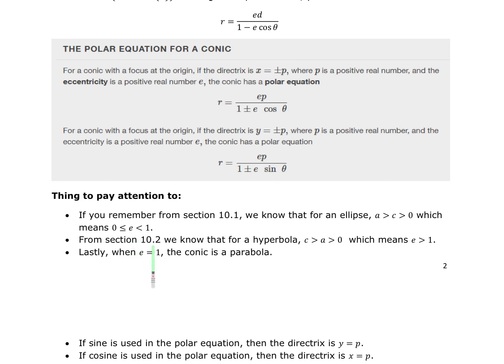Now, in 10.2, we talked about hyperbolas. And in hyperbolas, c being the distance from the center to the foci is obviously larger than the distance from the center to the vertex of one of the parabolic shapes in the hyperbola. That would be the distance a. That means that ratio e has to be greater than 1. And lastly, when e equals 1, the conic is a parabola.